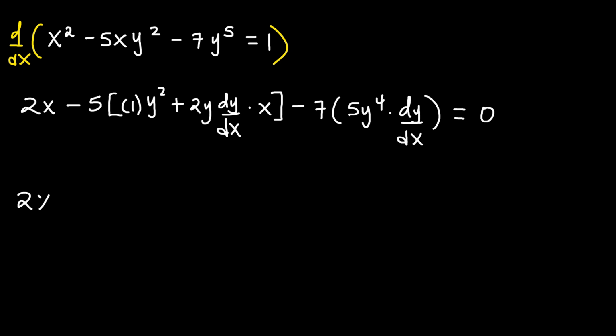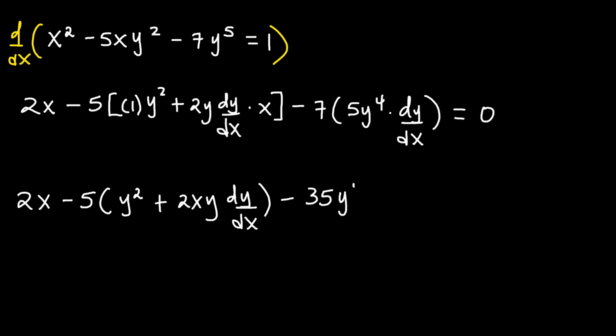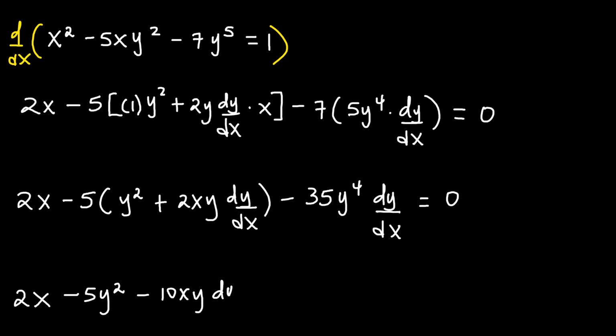So we shall have 2x minus 5 into y to the power of 2, and then plus, this will become 2xy times dy divided by dx, and then minus 7 times 5, which is 35y to the power of 4 times dy divided by dx equaling 0. So we shall have 2x, if we open up the brackets, we shall have negative 5y to the power of 2, and then minus 5 times 2xy, which is 10xy times dy divided by dx, and then minus 35 times y to the power of 4 times dy divided by dx equaling 0.